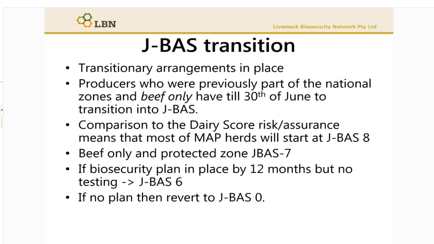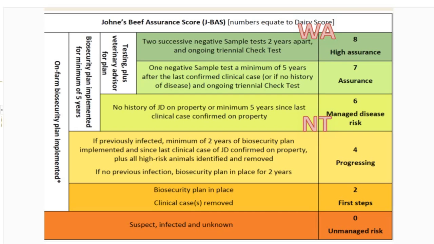One important thing to remember is that I said before the zoning had been removed, but there are requirements to move interstate put on by the Government of Western Australia and the Government of the NT at the request of their industry bodies. They want to maintain some sort of restriction on movement into those states. Currently, the Northern Territory is nominally a JBAS 7 score. That will drop down to JBAS 6 following the 1st of July. WA requires somewhat higher assurance, and the WA requirements depend on what state you're coming from.